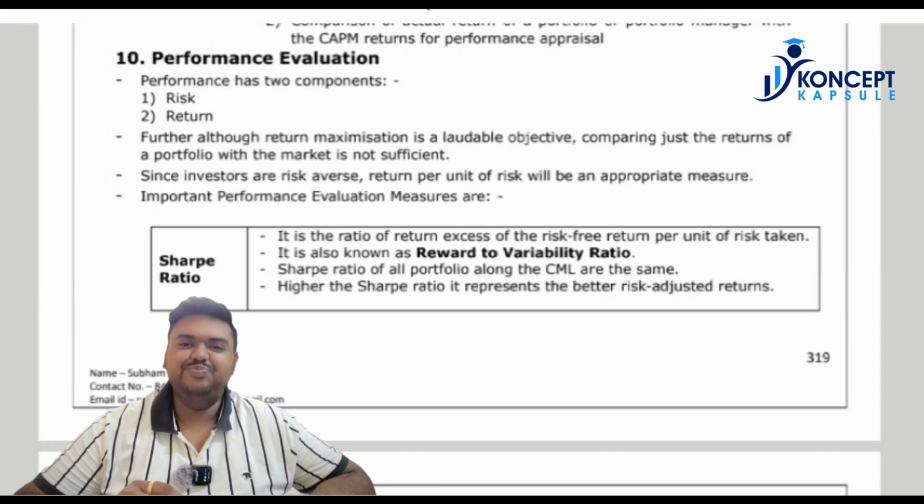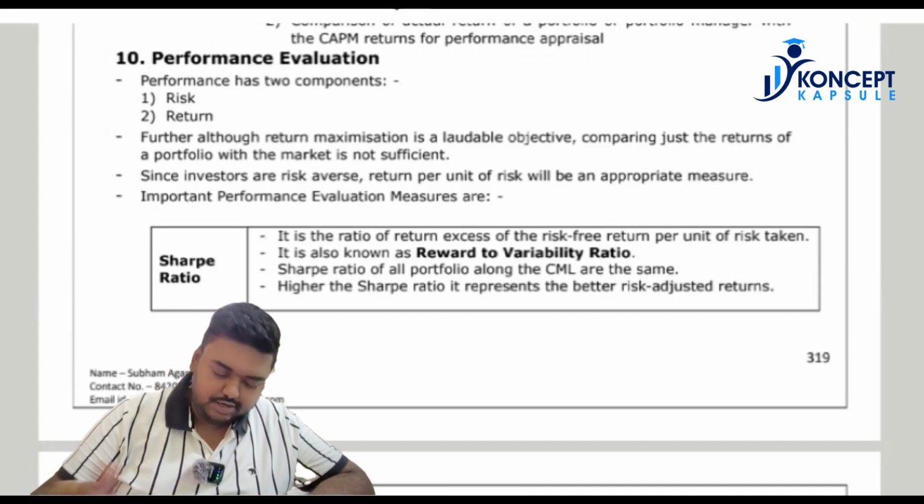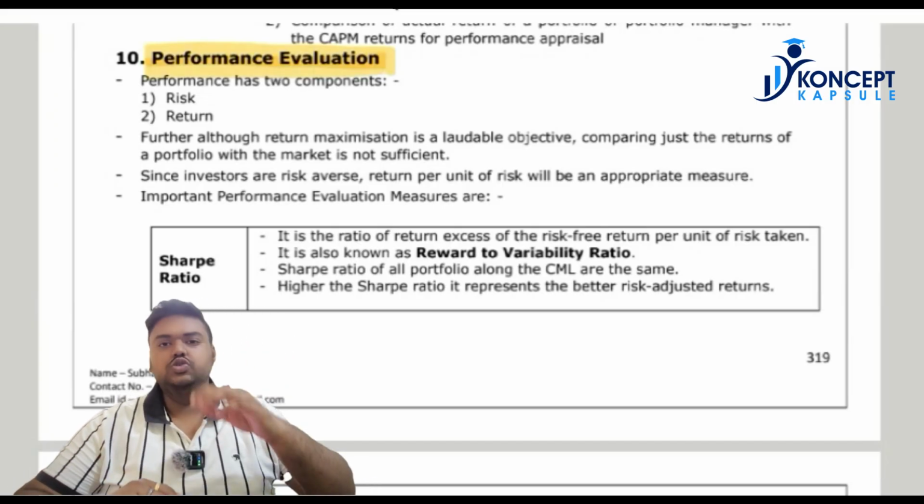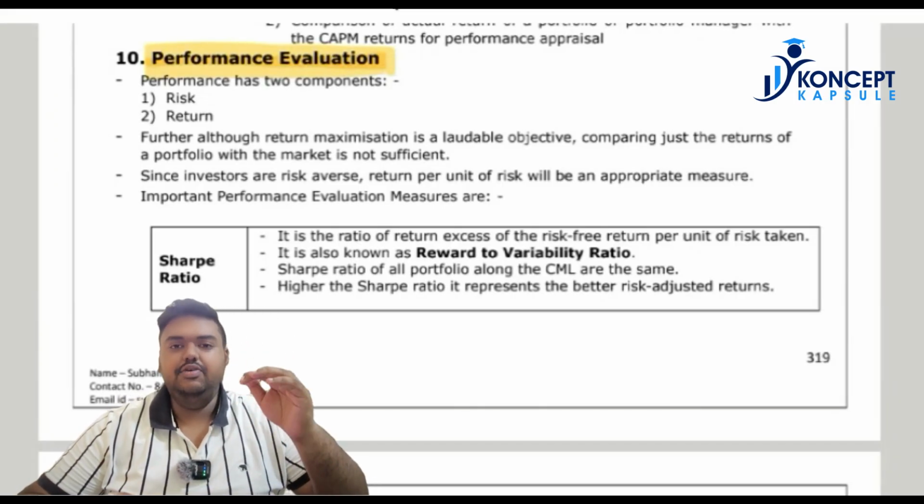Hello everyone, welcome to another video for CFA Level. In today's video, we will be doing the last portion of Portfolio Risk and Return Part 2, and the topic name is Portfolio Evaluation.